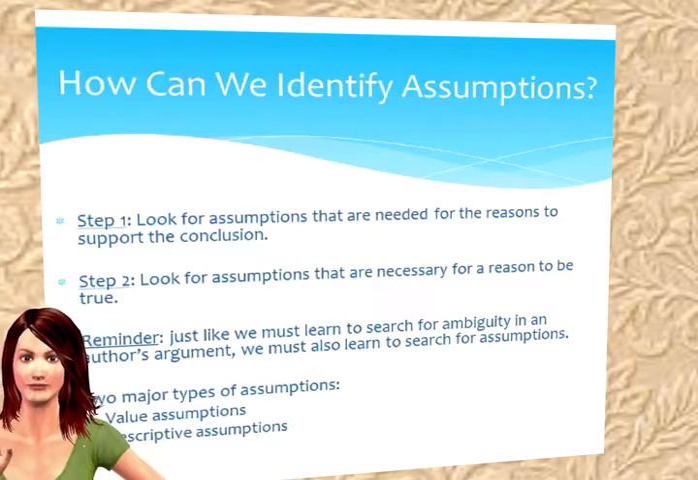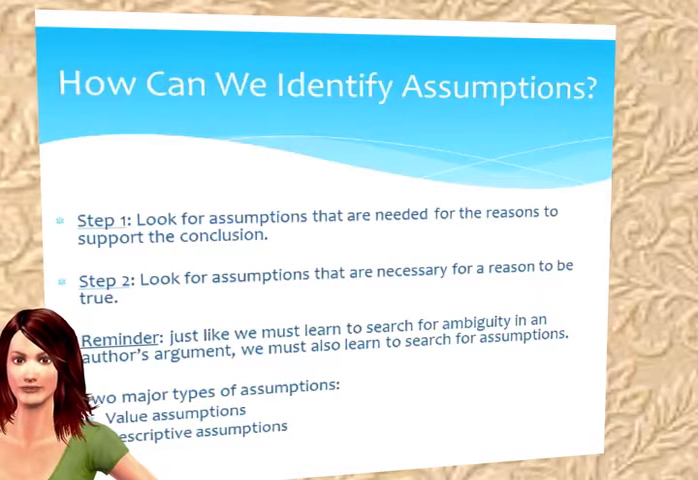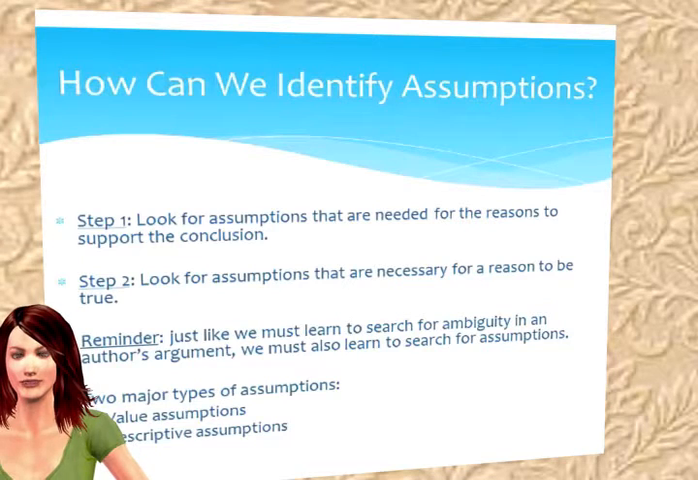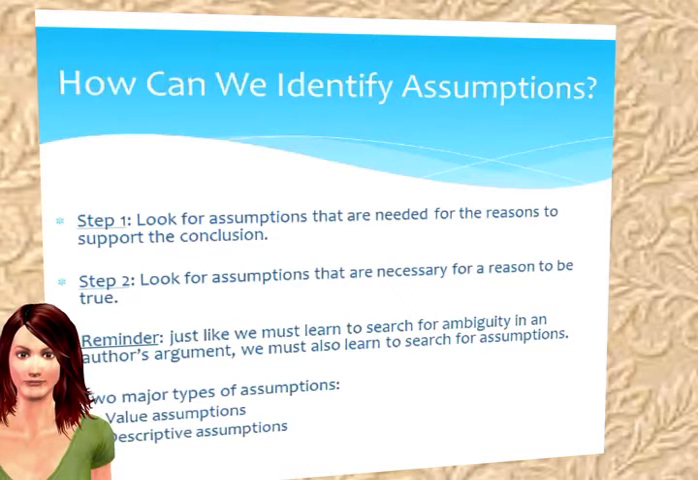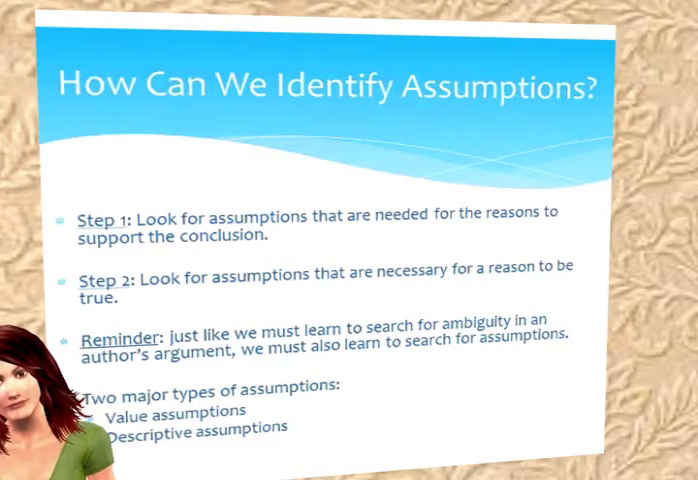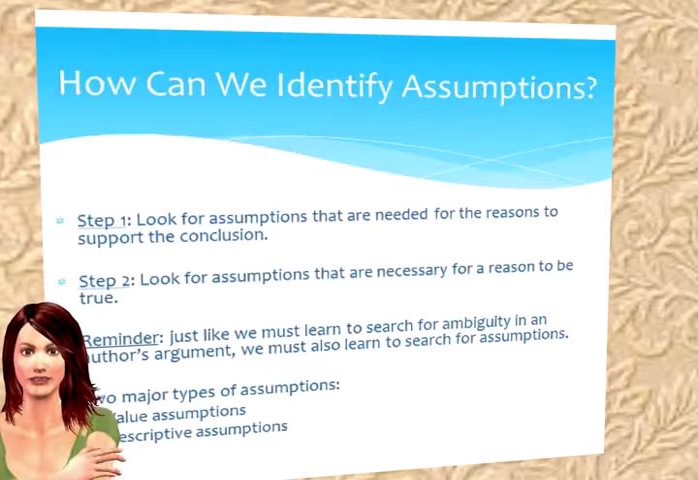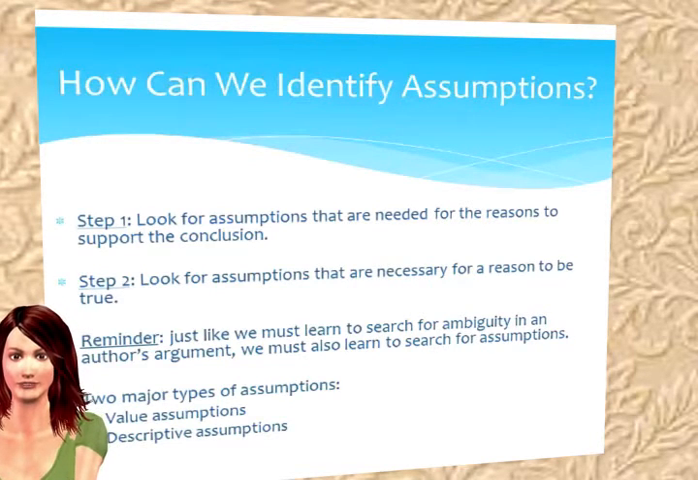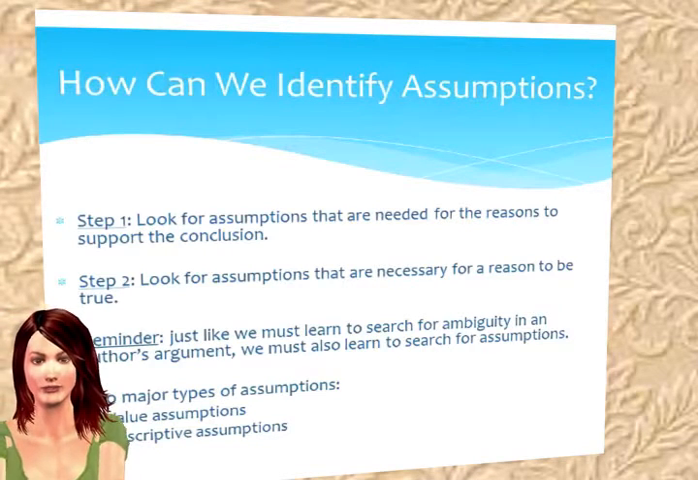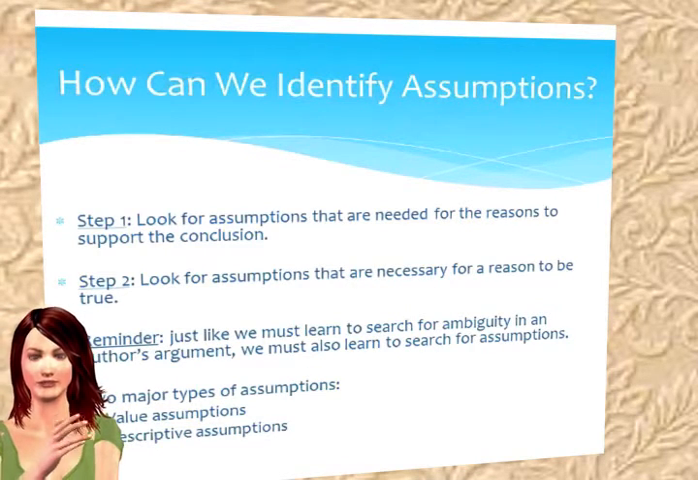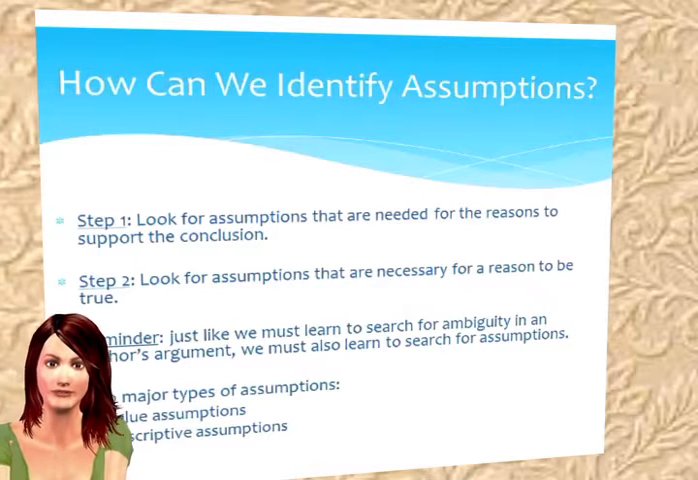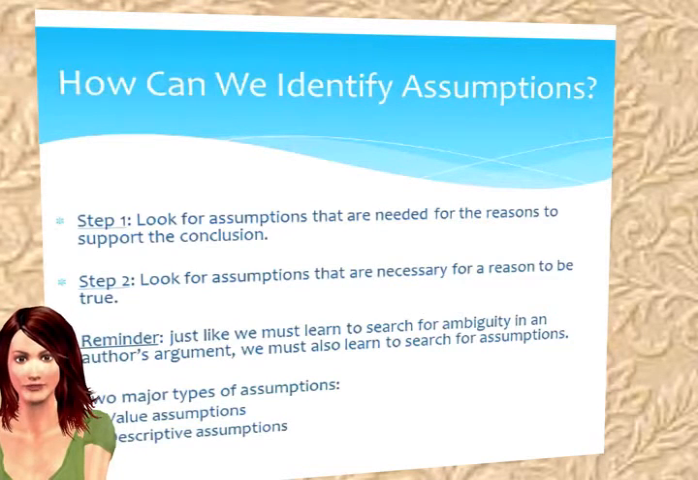Step number two, we should look for assumptions that are necessary for a particular reason to be true. So authors will offer us many reasons. Often they'll offer us many reasons for supporting a conclusion. And oftentimes those reasons are based on particular assumptions of how the world works, or at least how it should work.